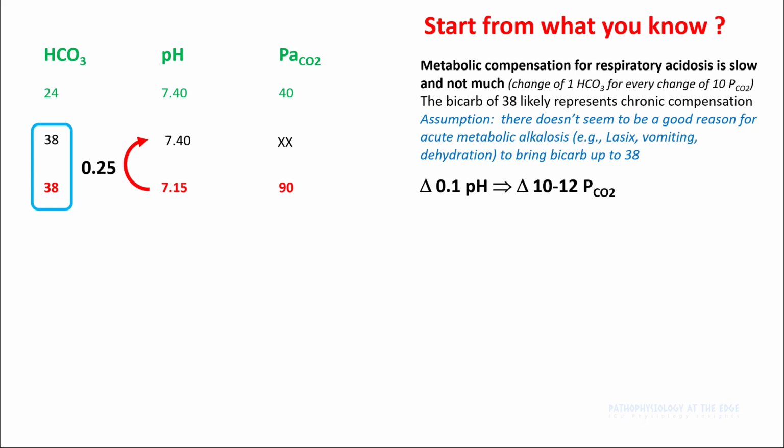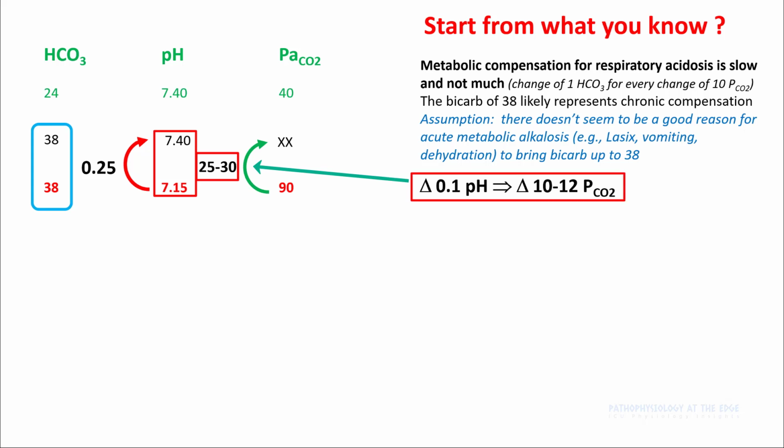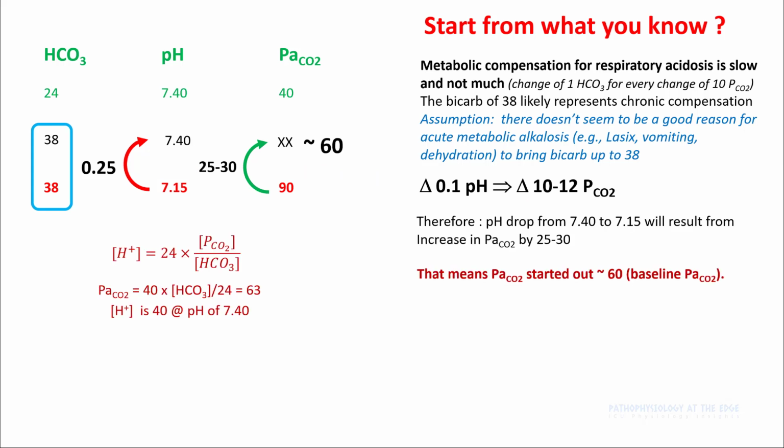We now know that the change in pH has been caused by PaCO2 change alone, and the drop in pH from 7.4 to 7.15 has to be brought about by a change of 25 to 30 of PCO2. So your baseline PCO2 must be around 60. You can also use that formula that we discussed in the previous lecture, that PaCO2 is nothing but 40 times bicarb divided by 24, and we know that the hydrogen ion concentration at pH of 7.40 is 40. So PaCO2 is around 63, but we'll approximate it down to 60.